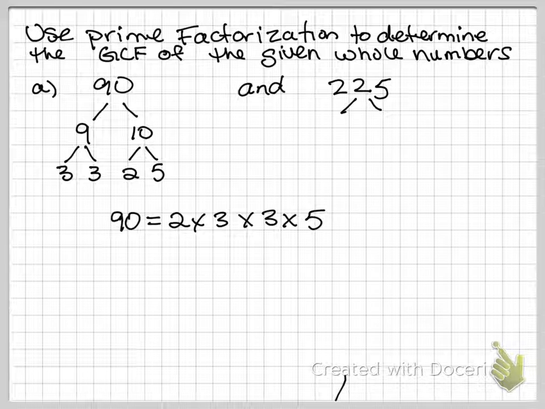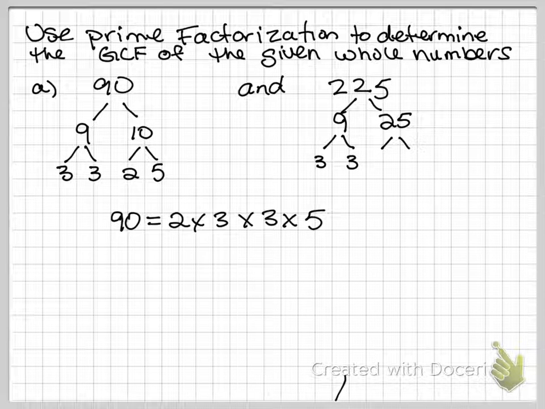We'll draw a factor tree again. So 225, if I take that and divide it by, let's say, 25, that actually equals 9. So 9 times 25 are 2 factors of 225. And I can take those and break them down into their prime factors. The factors of 9 are 3 times 3. 25, I can break that down into its factors, and that's 5 times 5. Once I get to a point where I have prime factors, I can stop that factoring.